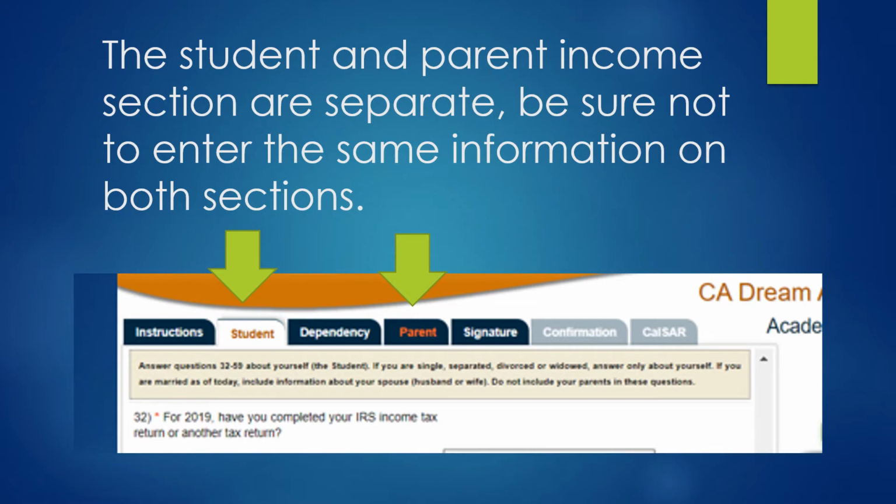When you are entering the income information, make sure you check if you're on the student or parent section. Each parent or student will have to enter their own income. The information should not be the same on both sections.